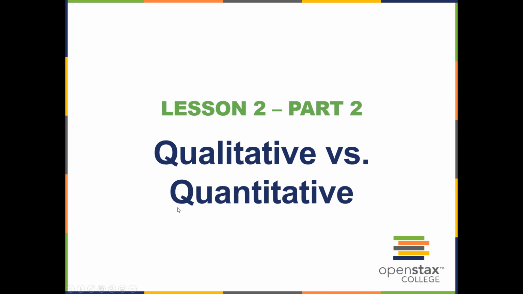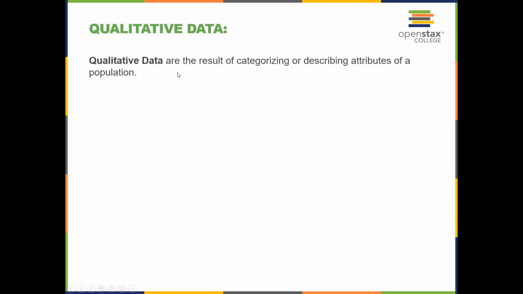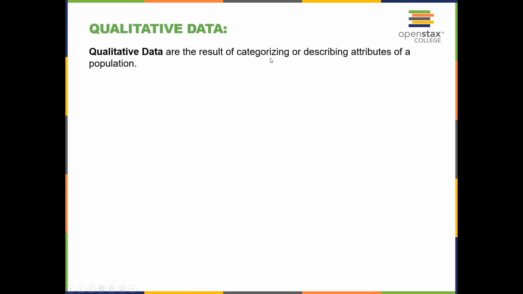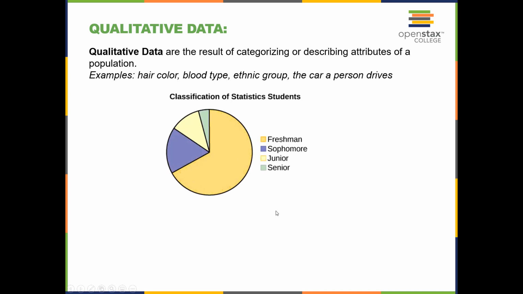In this section of the lesson, we'll be looking closer at qualitative and quantitative variables in data. Qualitative data are the result of categorizing or describing attributes of a population. Examples include hair color, blood type, ethnic group, the car a person drives. We often represent categorical data or qualitative data with pie charts or bar graphs.